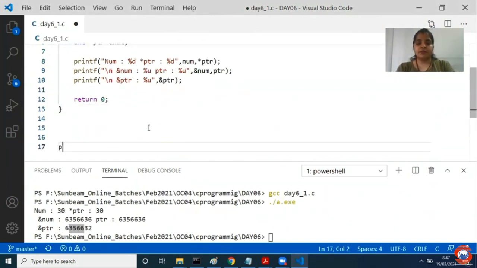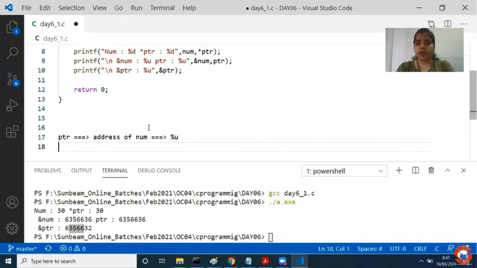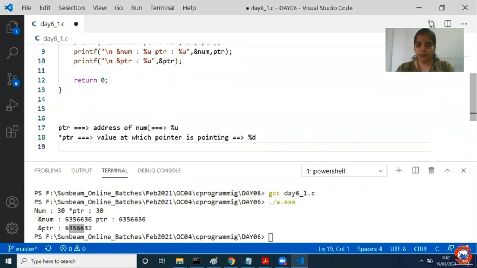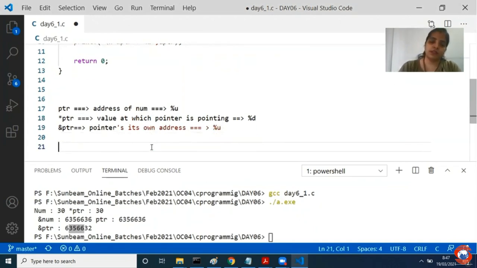Please understand, when I write only ptr, it gives me the address of num, and for this I have to write the %u format specifier. When I say value at ptr, it will give me the value at which the pointer is pointing. For this, I will use the %d format specifier. And when I say address of ptr, it means the pointer's own address. For printing an address, which format specifier will I use? I'll use %u. Now did everyone understand?